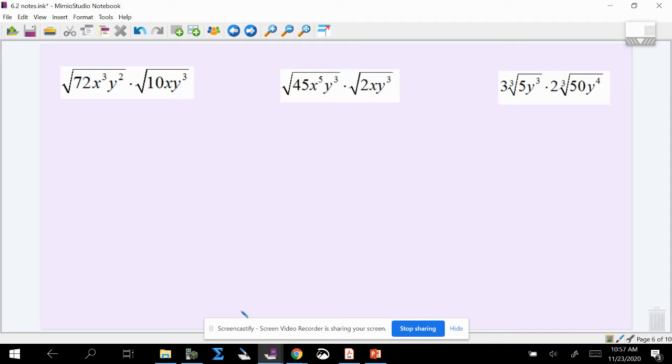We're now going to take it a step further in 6.2 and look at radicals that have to be multiplied first and then simplified. So kind of taking the skills from the previous two videos and putting them together. So we're going to start by multiplying them together.